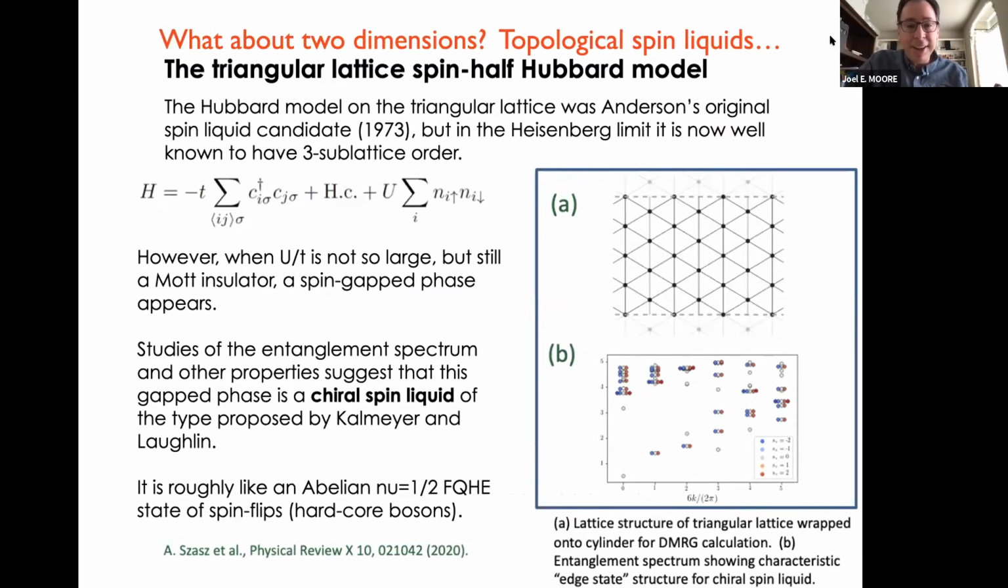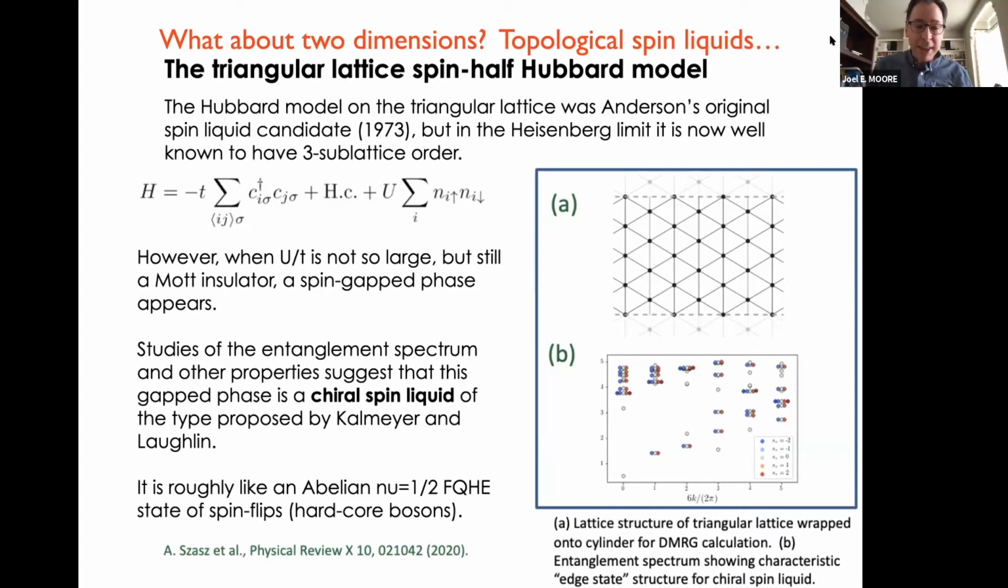In the Heisenberg limit, we know that this Hubbard model actually has 3 sublattice order. But if you move away, in other words, if U over T is not that large and you're close to, but not at the Mott insulator transition, we don't find a spinon Fermi surface, we find a spin gap. And we've studied this a lot, and this is a PRX from 2020. I'll give you the breaking news in a second.